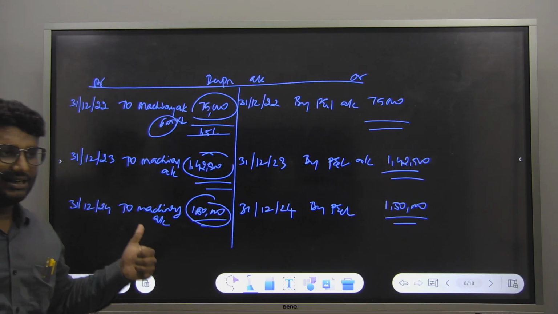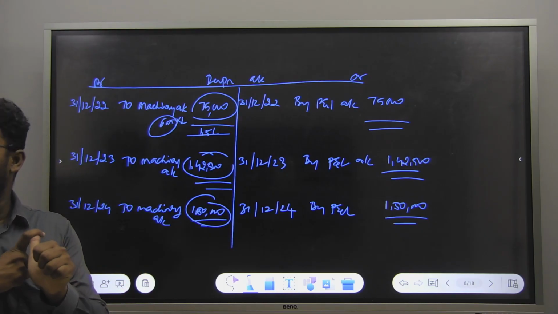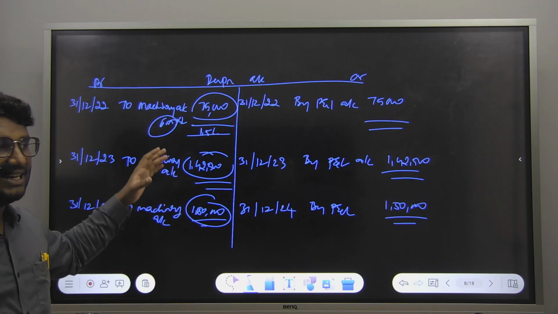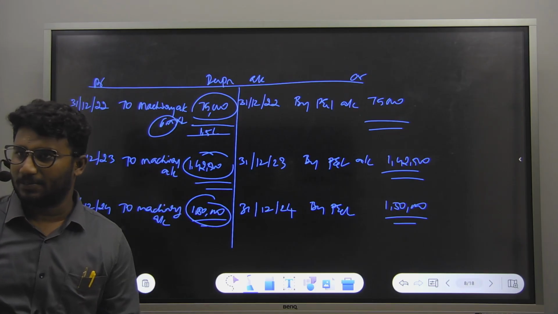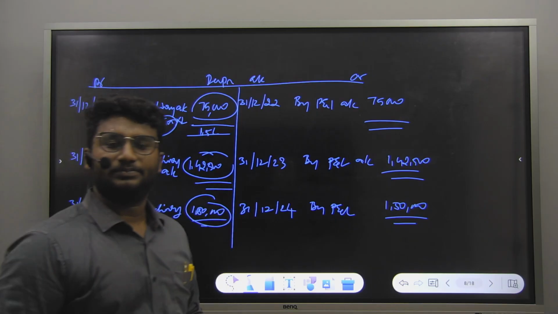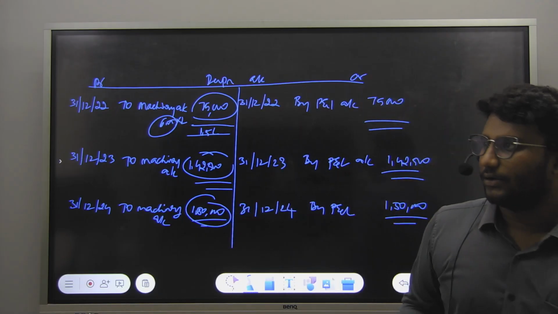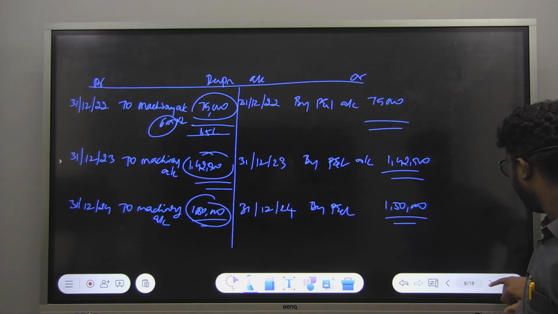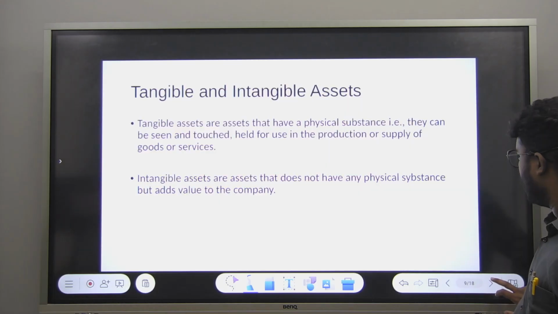Again, if they ask for the third year also, you'll keep on continuing the entries. So the first method we have done is straight line method, and the second method is diminishing balance method. Any doubts so far? No, sir. Okay, are we good? We'll move to the next slide. Yes, sir.